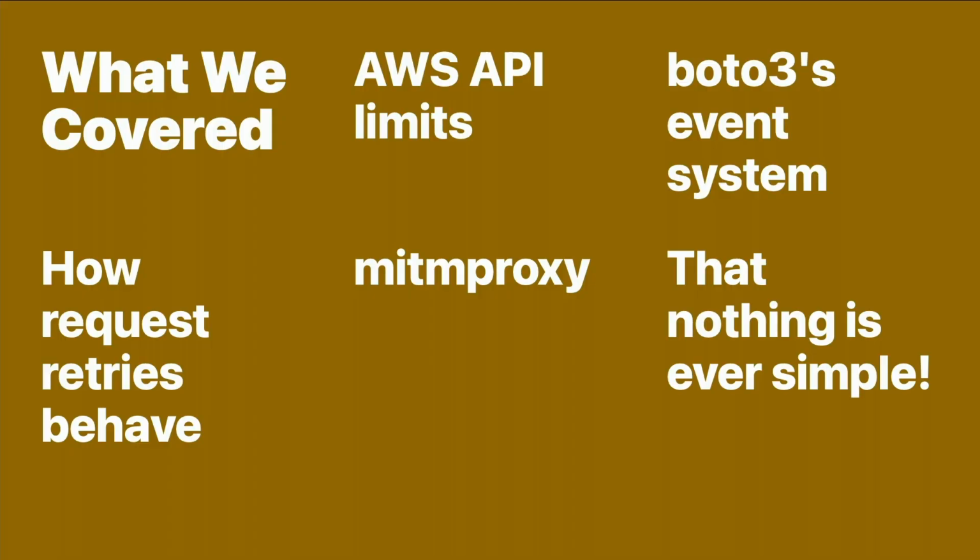So what did I cover here? Basically, how do request retries behave? The fact that there even are request retries is sometimes a surprise to people in boto3. Knowing that can be very useful. AWS APIs have limits. They just have to. Unfortunately, they're not infinite. mitmproxy is a lovely tool.